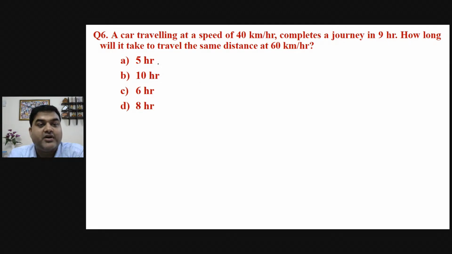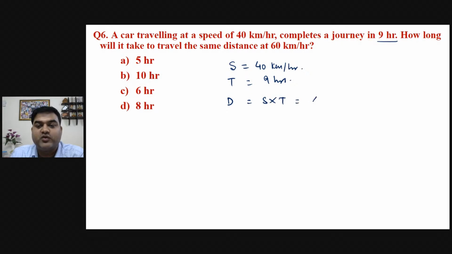A car traveling at a speed of what have they given? Speed of 40 kilometer per hour, completing a journey in 9 hours. Time is given, 9 hours. And what do we have to find out? Now let's find out the distance here. Distance is equal to speed into time: 40 kilometer per hour in 9 hours. So 9 4s are 36, so 360 kilometer is the distance the car would have traveled in 9 hours.